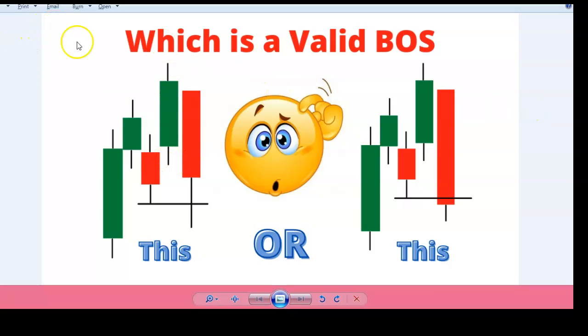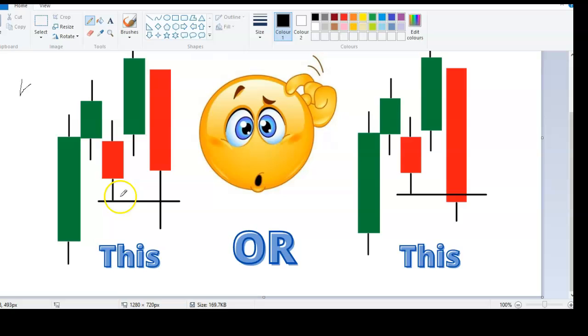So for us to consider a break of market structure, the candle must close below the last lower high. The candle must close below the last lower high. This, my friend, is a valid break of structure. This is not a break of structure.